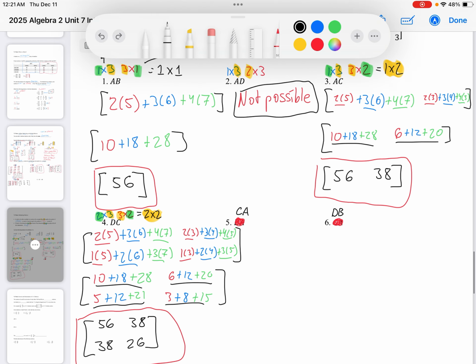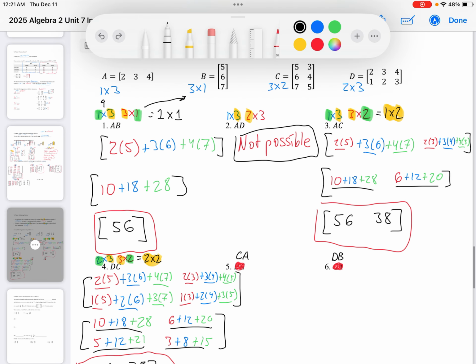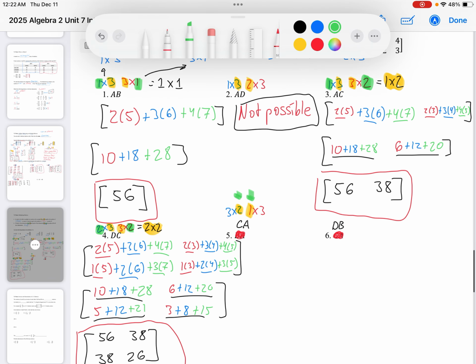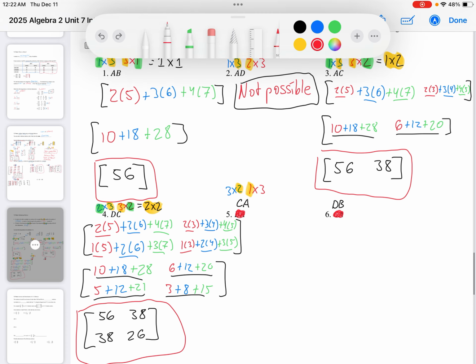So if I was multiplying C times A, matrix C is a 3 by 2 matrix, and matrix A is a 1 by 3 matrix. So these two, looking at their middle numbers, are not the same. So these two are not actually possible to multiply together. Even though they have the same outside numbers, the 3 by 3 on the outside, they can't be multiplied together because the inside numbers, the columns from C, don't match the rows from A. So these two cannot be multiplied together. This is another one that is not possible.